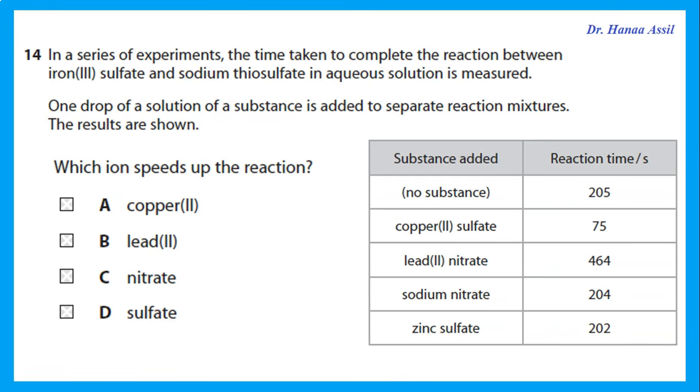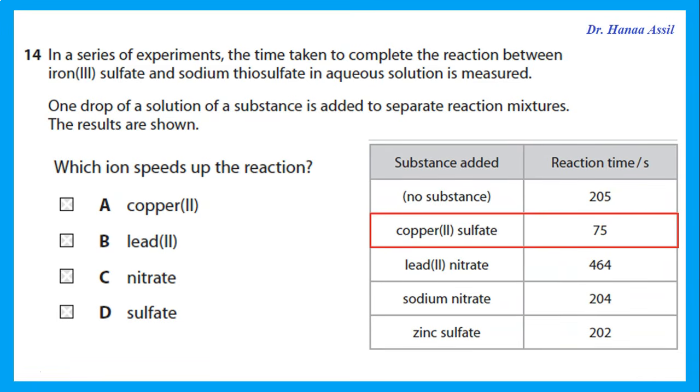In a series of experiments, the time taken to complete the reaction between iron 3 sulfate and sodium thiosulfate is measured. 1 drop of a solution of a substance is added to separate reaction mixtures. Which ion speeds up the reaction? So which of these substances basically is acting as a catalyst? A catalyst means it would make the reaction faster. If it makes the reaction faster, that means the reaction would take less time. So the question is, which of these gives a reaction with less time? That is copper. So it is copper 2 that is acting as a catalyst.